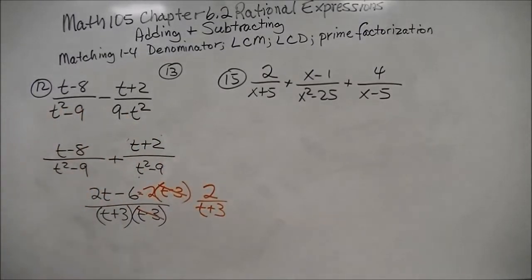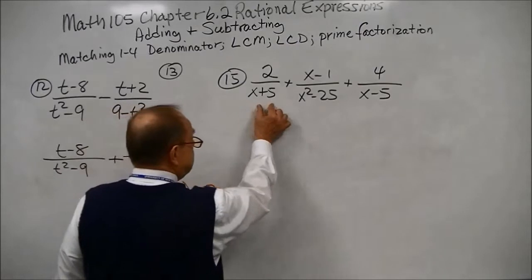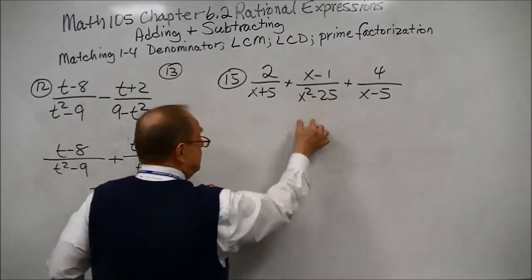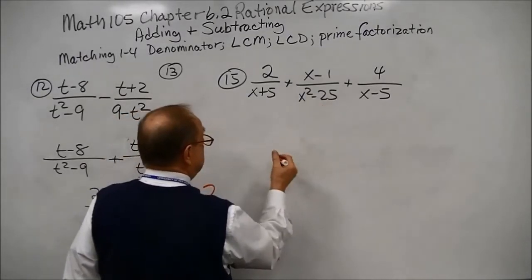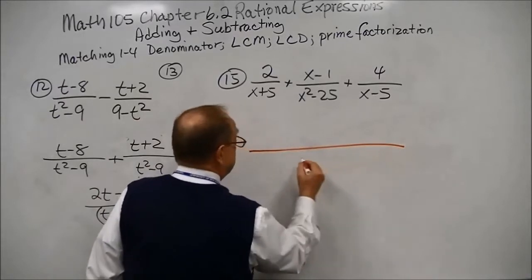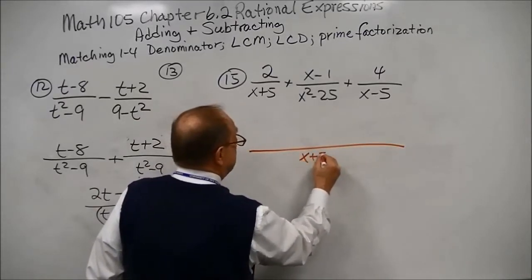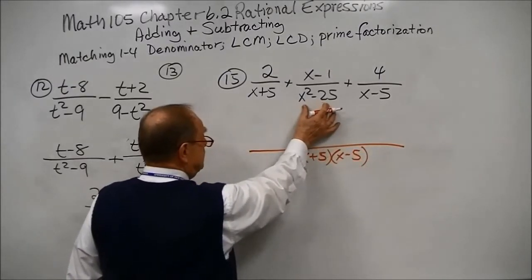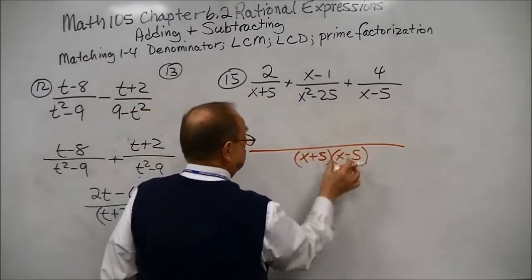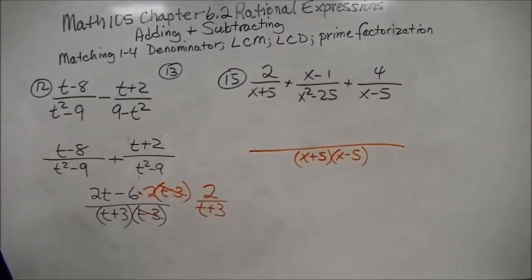All right, for number 15, take a look at that. It's got 3 terms now. But what will be your common denominator? Well, can you see that this and this are conjugates of this? So my common denominator then will be x plus 5, x minus 5, which is the factorization of this, which is what these are. So that's my common denominator.